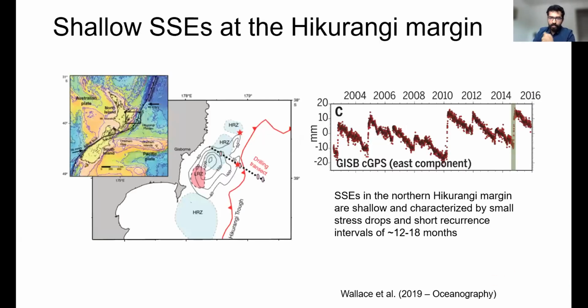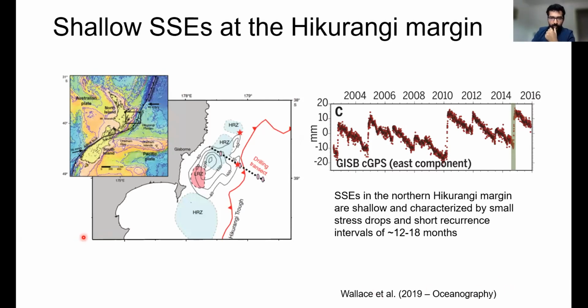And so for that, I go to the Northern Hikurangi margin, which is a somewhat unique natural laboratory to study shallow slow slip events because of how well instrumented it is, and because the SSEs propagate very close to the trench, which makes sampling the source somewhat easy.